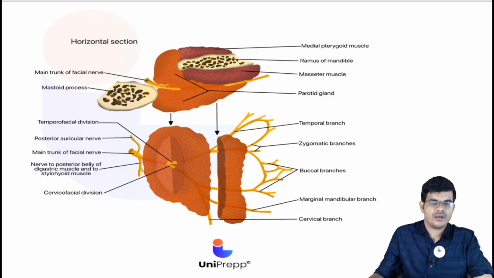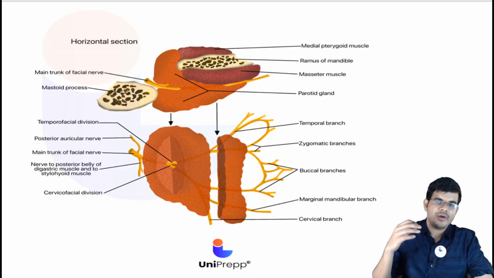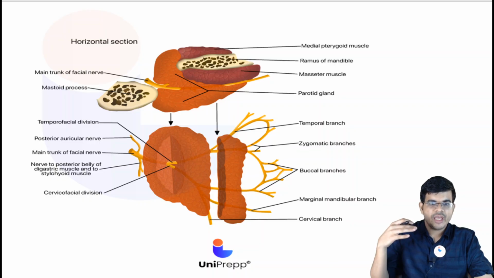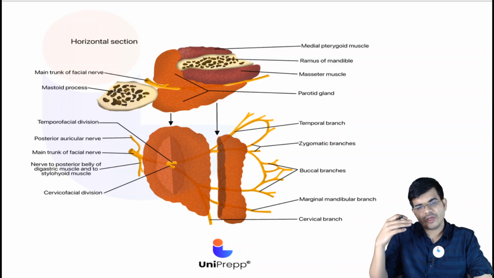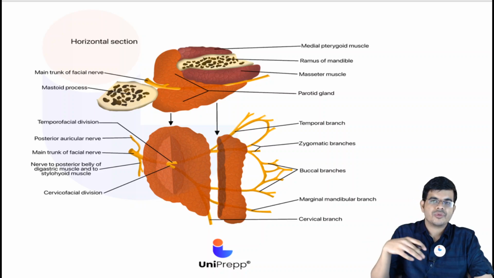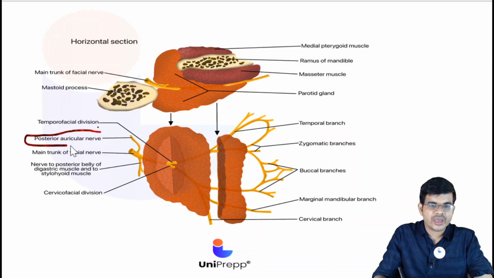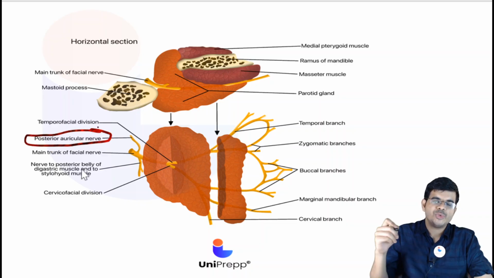Now, what happens to the facial nerve after that? After that, it goes into the parotid gland. After exiting the stylomastoid foramen, it goes into the parotid gland. After it supplies the posterior belly of digastric as well as the stylohyoid muscle through its branch, it goes into the parotid gland. You can see another branch here. What is that? The posterior auricular branch. This is the branch which is supplying the auricular muscles.